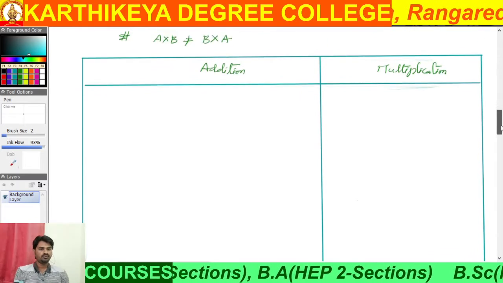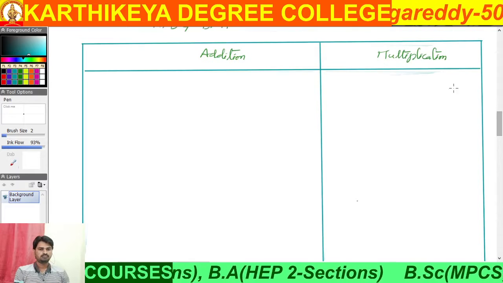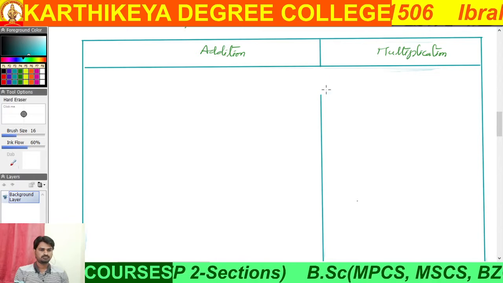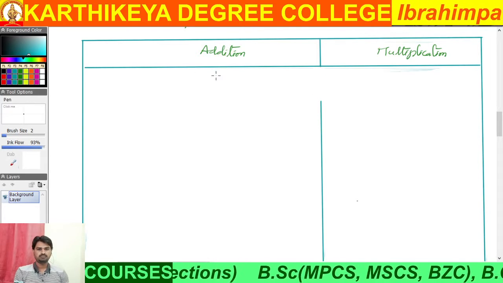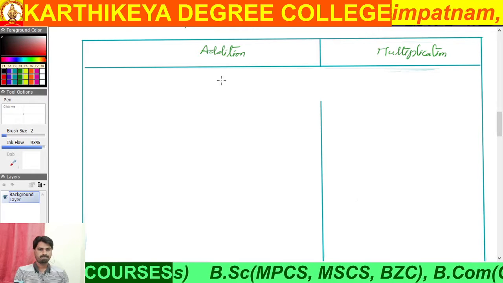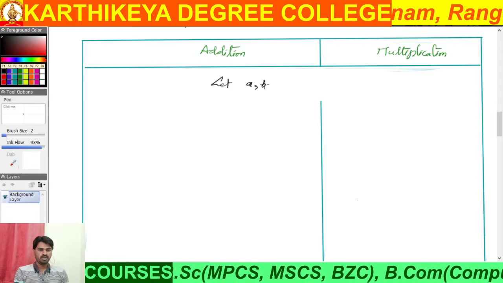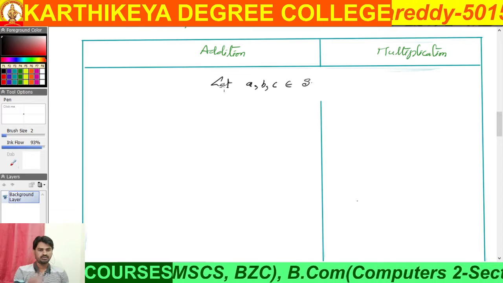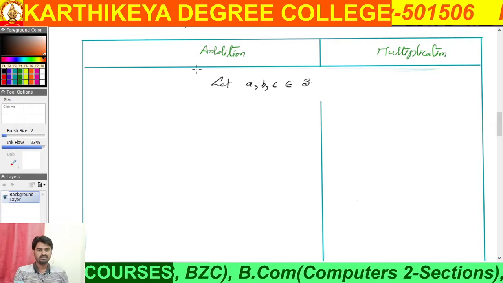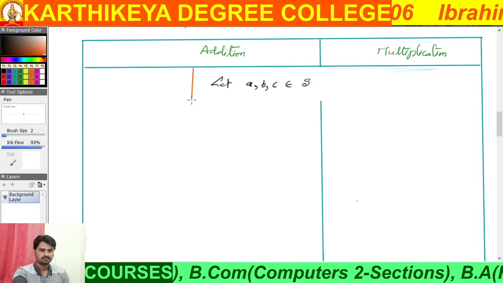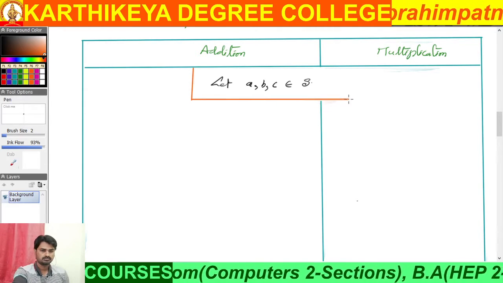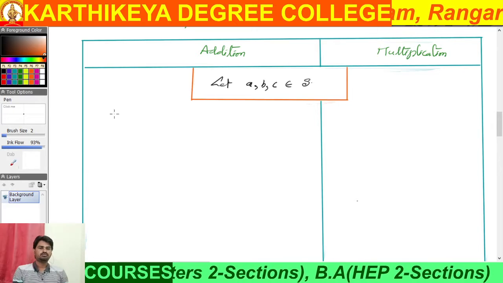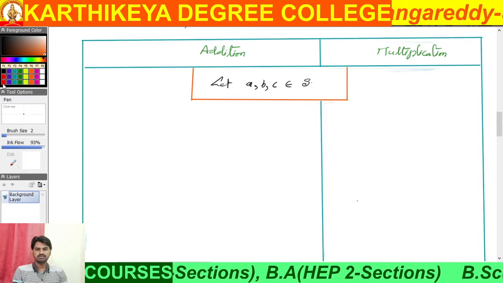Okay, before going to do here, first of all, let A, B, C be the elements in a set S. First we have to take this one. Three elements I am going to take here. Now by using addition, I am going to write each property here.